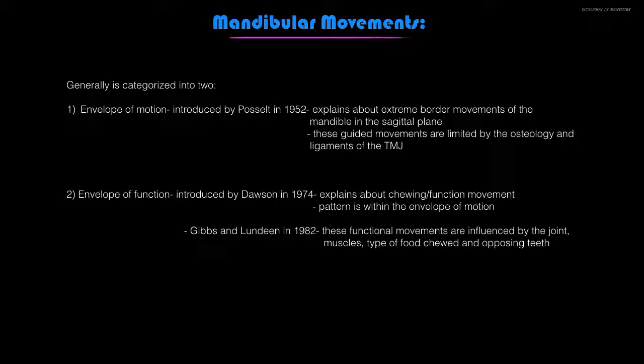The second one is the envelope of function. It was introduced by Dawson in 1974 and it explains chewing, functional movement. The pattern of the movement is within the envelope of motion. Gibbs and Lundeen in 1982 described that these functional movements are influenced by the joint, muscles, type of food chewed and the opposing teeth.